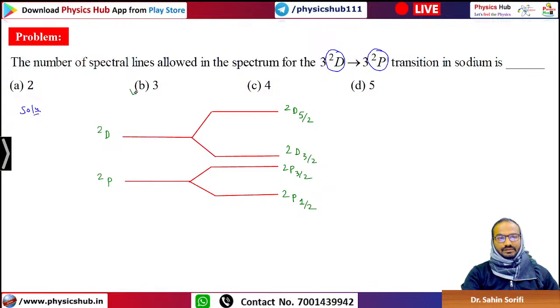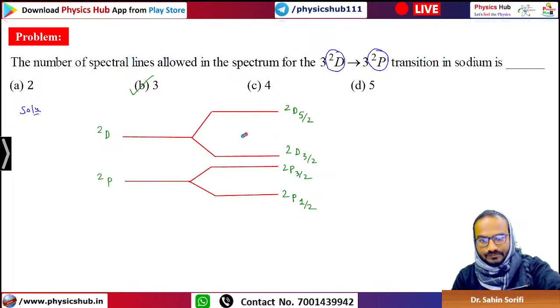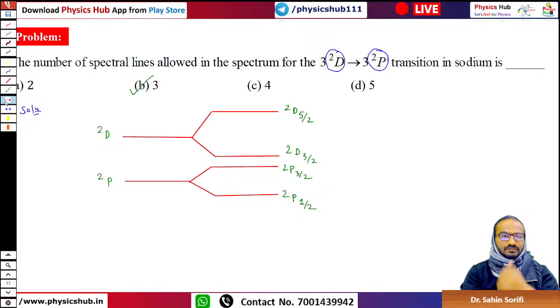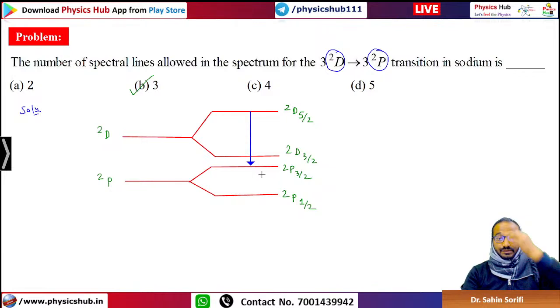Option B you are getting? Very good. Option B. Now 2D 5 by 2 to 2P 3 by 2, is it allowed? D to P, change in parity is there. 2D 5 by 2 to 2P 3 by 2, that is an allowed transition. 2D 3 by 2 to 2P 3 by 2: here also delta J is equal to 0 and D to P parity changes. So this is allowed. 2D 3 by 2 to 2P half, is it allowed? Yes, it is allowed.